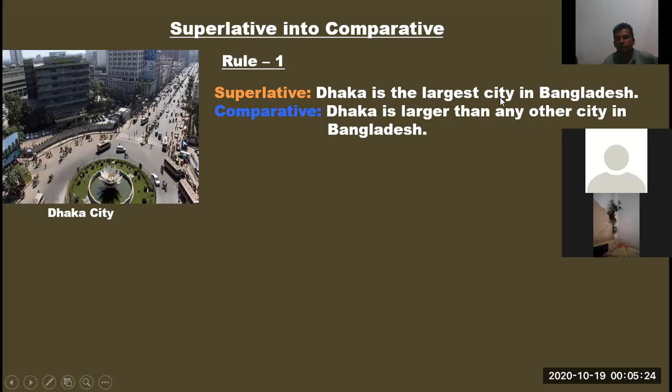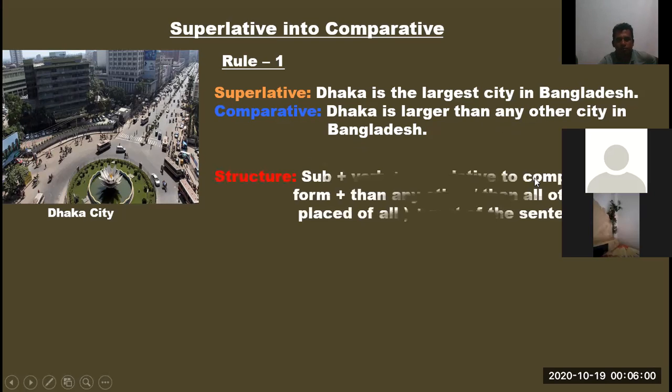If the superlative degree is followed by the, then we use any other. And if the superlative degree is followed by one of the, then we put all other, most other or many other. But here after than we put any other or all other. Here you can also put all other. Then look at the structure: subject plus verb plus superlative to comparative form plus than plus any other or all other. You can put than any other or than all other.